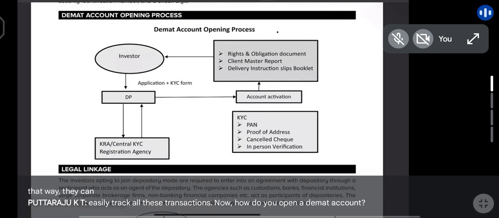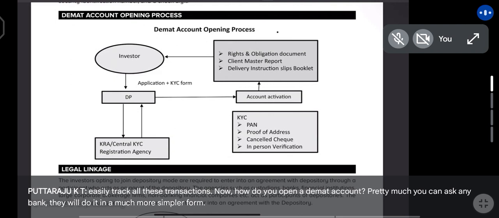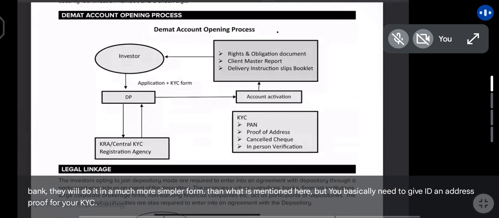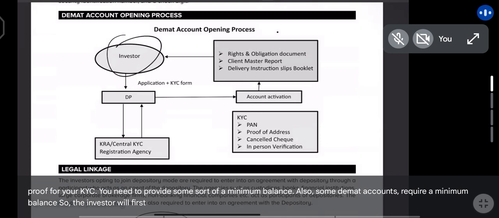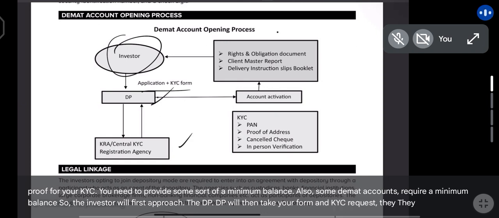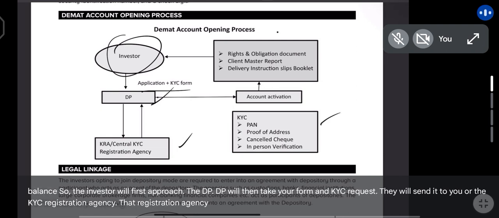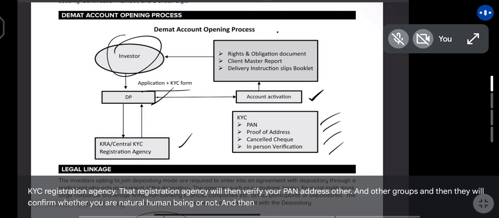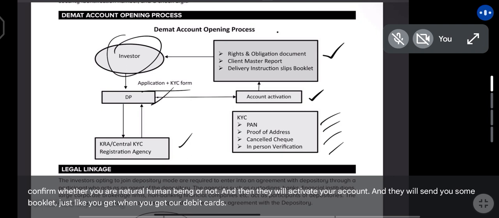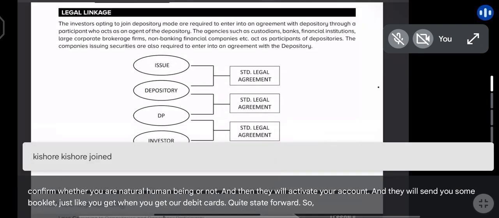Now, how do you open a demat account? Pretty much you can ask any bank. They will do it in a much simpler form than what is mentioned here. But you basically need to give ID and address proof for your KYC. You need to provide some sort of a minimum balance also. Some demat accounts require a minimum balance. So the investor will first approach the DP. DP will then take your form and KYC request. They will send it to the RA or the KYC registration agency. That registration agency will then verify your PAN, address, Aadhaar, and other proofs, and then they will confirm whether you are an actual human being or not, and then they will activate your account, and they will send you some booklet, just like you get when you get a debit or credit card. The process is quite straightforward. So who are the people involved in this entire process?